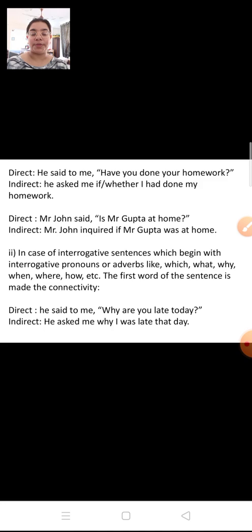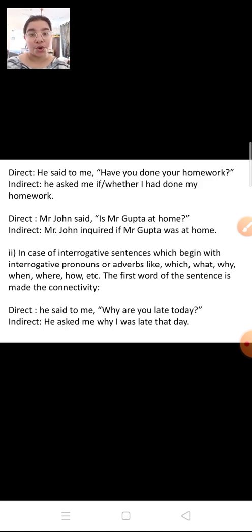One more example. Mr. John said, is Mr. Gupta at home? Now, here we are not going to use asked, because John is not asking, he is inquiring. So what we are going to use instead of said is inquired of. Mr. John inquired if Mr. Gupta was at home.